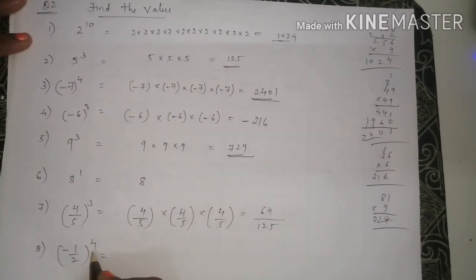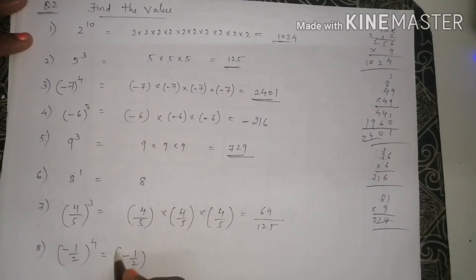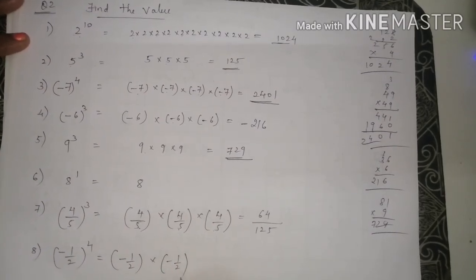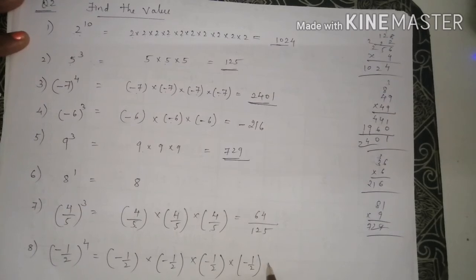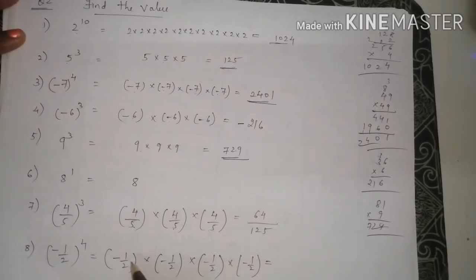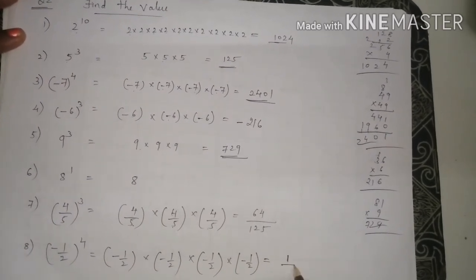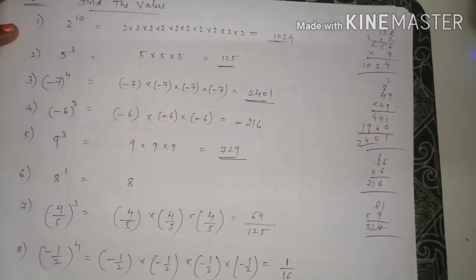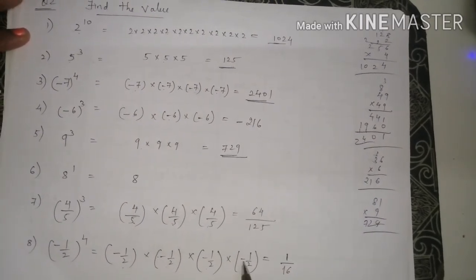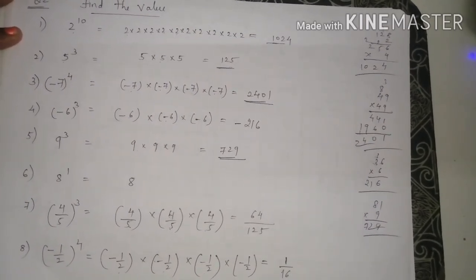Eighth one, minus 1 upon 2 raised to 4. So minus 1 upon 2 you will multiply 4 times. So all the numerators together: 1 1, however many times you multiply, the answer is 1 only. 2 2s are 4, 4 2s are 8, 8 2s are 16. And about the sign, minus minus plus, minus minus plus. So the answer is 1 upon 16.